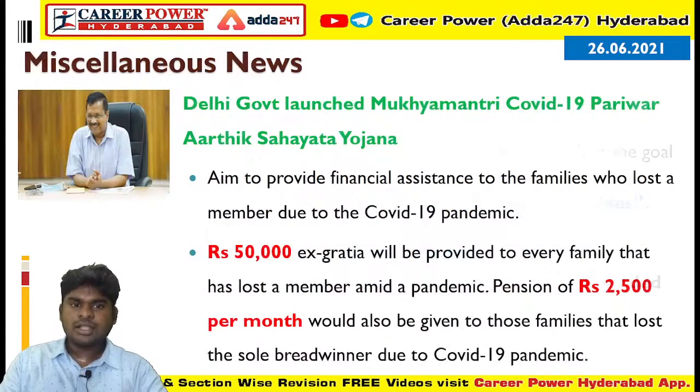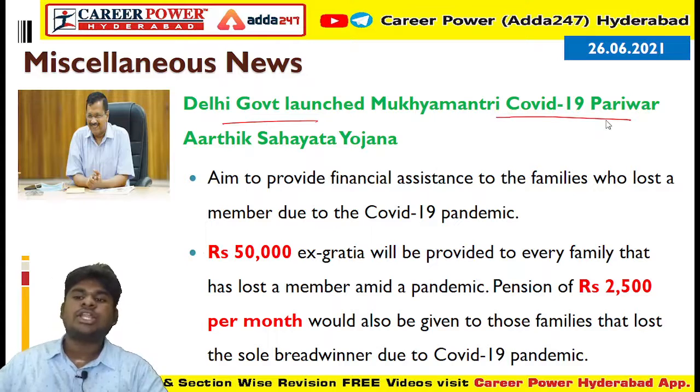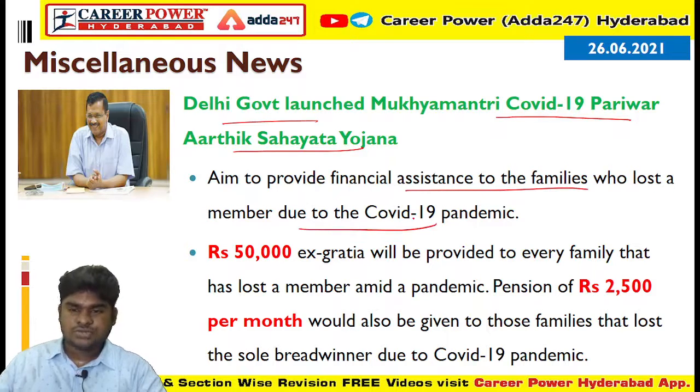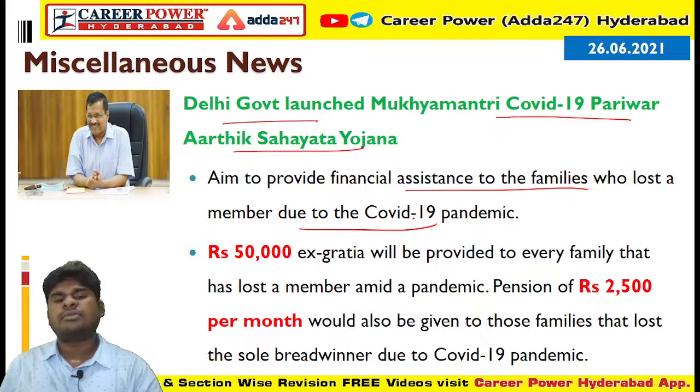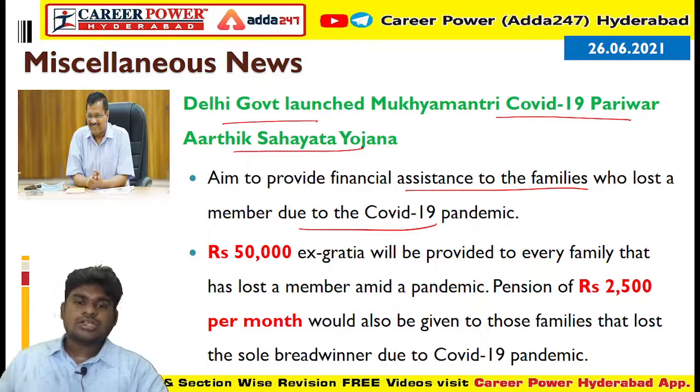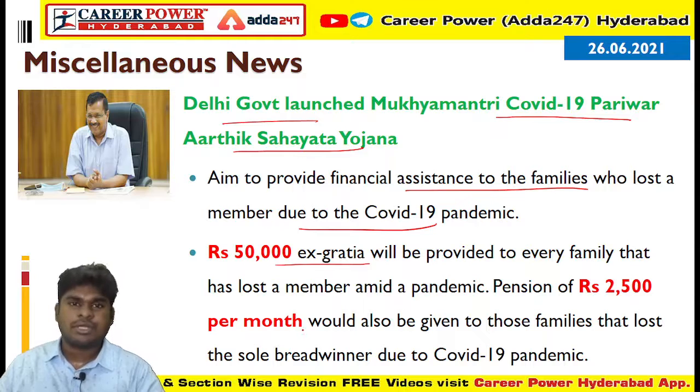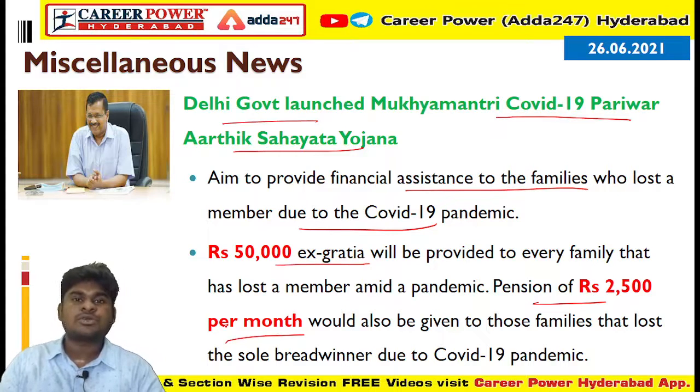So the last current affair for today: the Delhi government has launched the Mukhyamantri COVID-19 Parivar Arthik Sahayata Yojana. The main aim is to provide financial assistance to families who lost their family members due to the COVID-19 pandemic. According to the scheme, 50,000 rupees ex gratia will be provided to every family who lost a family member, and a pension of rupees 2,500.